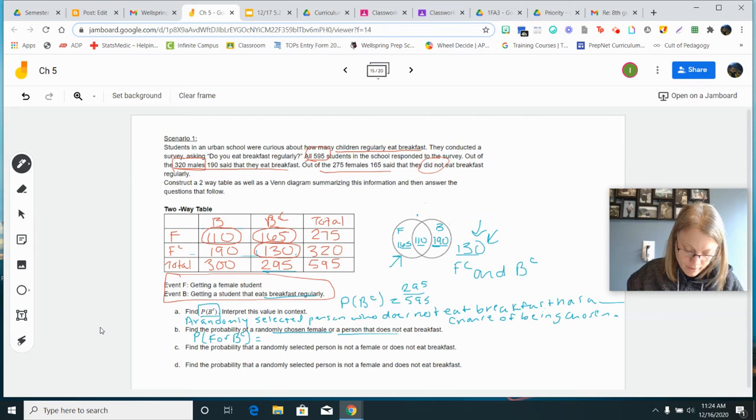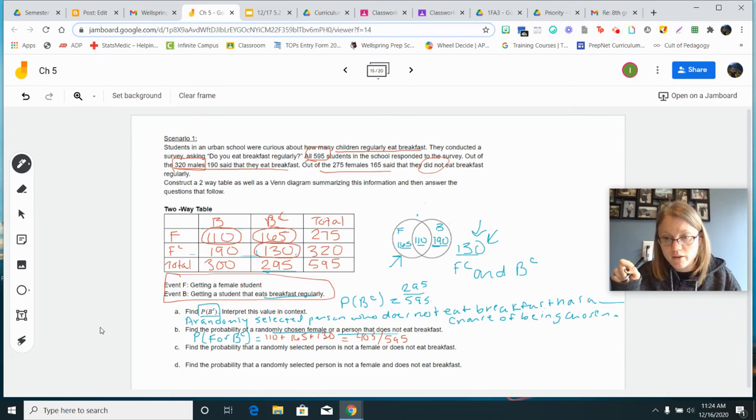So I can just add all those up. I can do 110 plus 165 plus 130, and I'll punch it in quick. So 405 people are either a female out of the 595, or they're also someone that just doesn't eat breakfast.